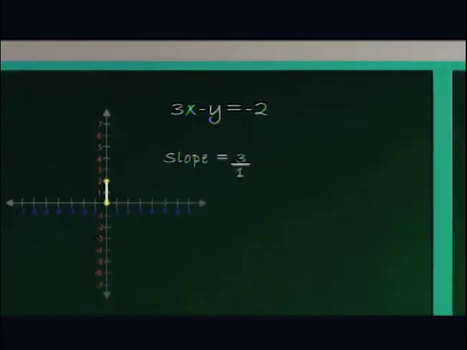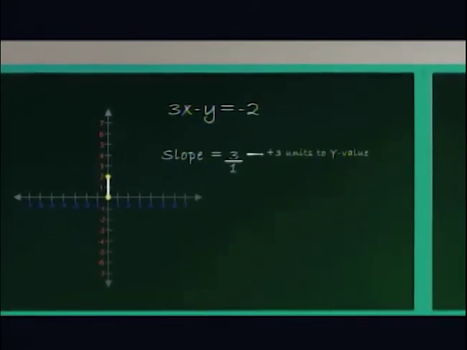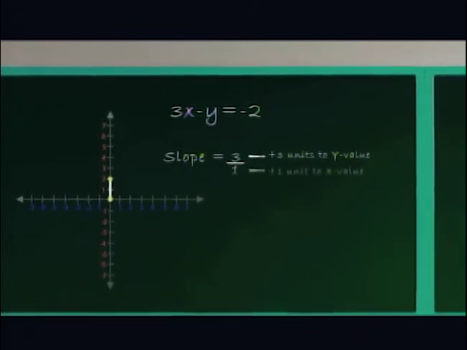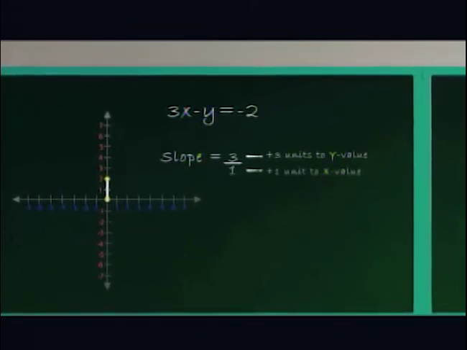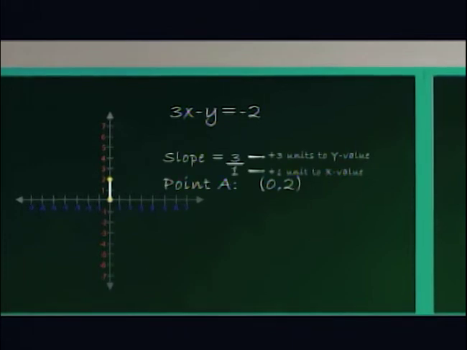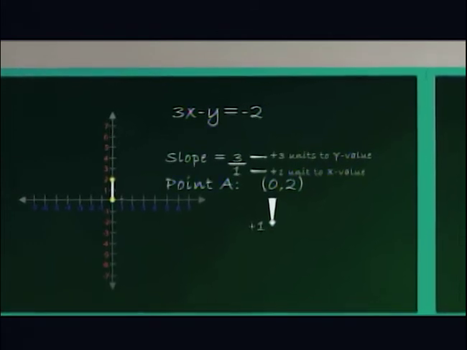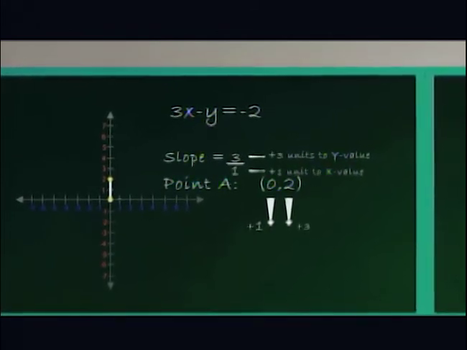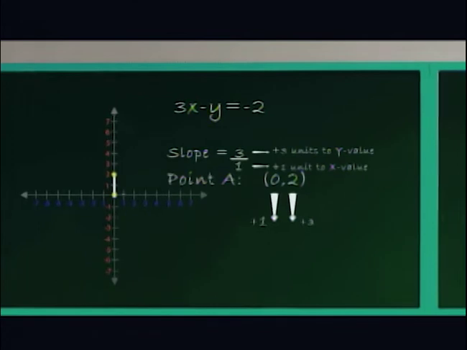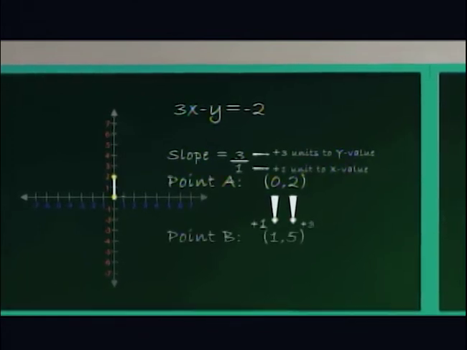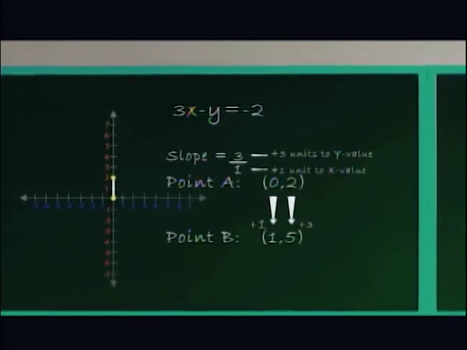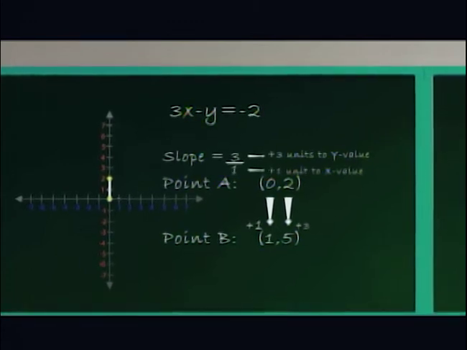Sa madaling sabi, magdadagdag tayo ng 3 units sa y at ng 1 unit sa x. Because our first point is (0, 2), we add 1 unit to the x coordinate, 0, and 3 units to the y coordinate, 2, which gives us our next point at (1, 5).